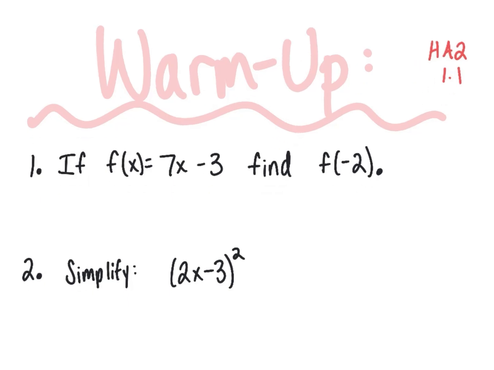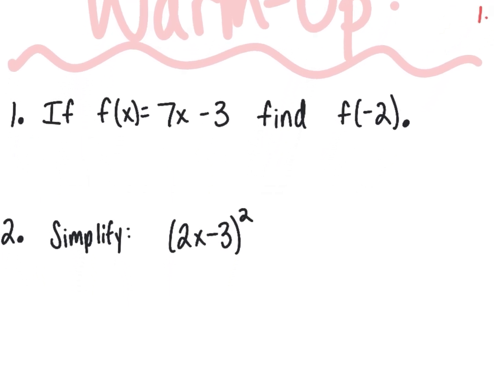Alrighty. So once again, warm it up here. If f of x equals 7x minus 3, find f of negative 2. How'd you do it? Fill in negative 2 for x. Yeah, okay. We're plugging in negative 2 everywhere where we see the letter x. Okay, so how that's going to look.